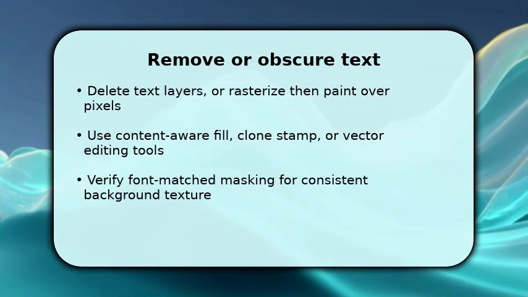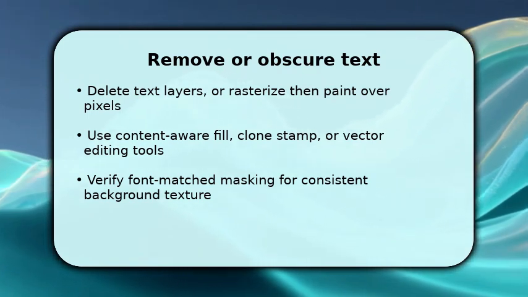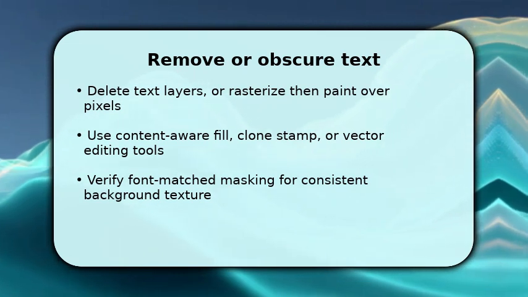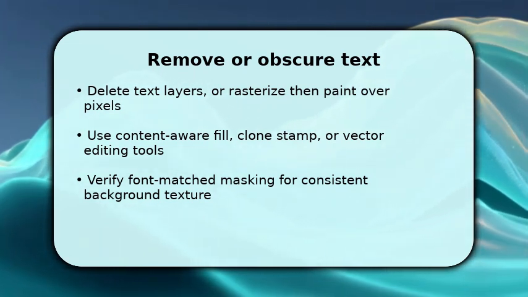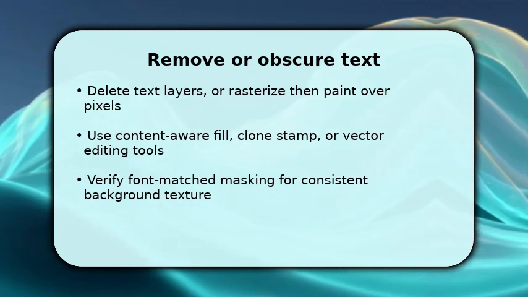You now remove the text based on its type. If it's a text layer, select and delete it. If it's embedded vectors, convert to outlines and remove nodes. For raster text, rasterize and use content-aware fill or clone stamp to recreate the background. This preserves texture and lighting.